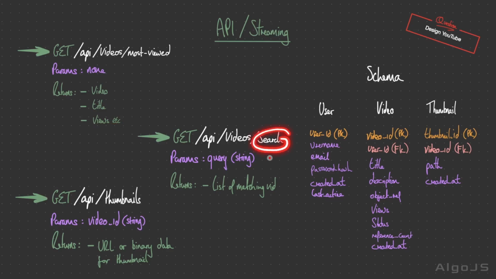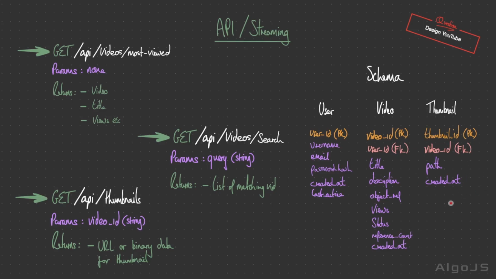In terms of search, if you search, you're going to have to pass in a query, which is going to be set to a string, and then we're going to get a list of matching videos, which would be paginated of some kind. And then finally, with the thumbnails, we are going to have to pass in a video ID to get the thumbnail for that video, and then this will pass back the URL or the binary data for that thumbnail. The schema is very much the same. We haven't added any extras to this.